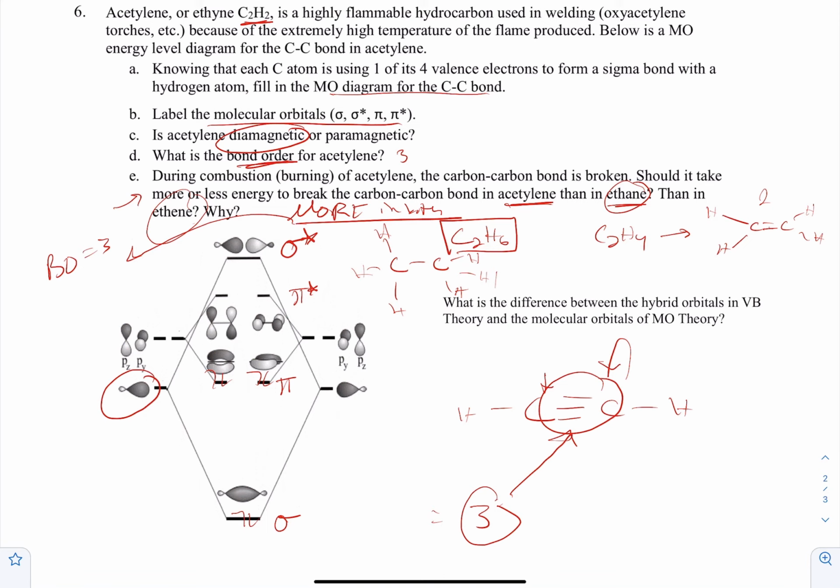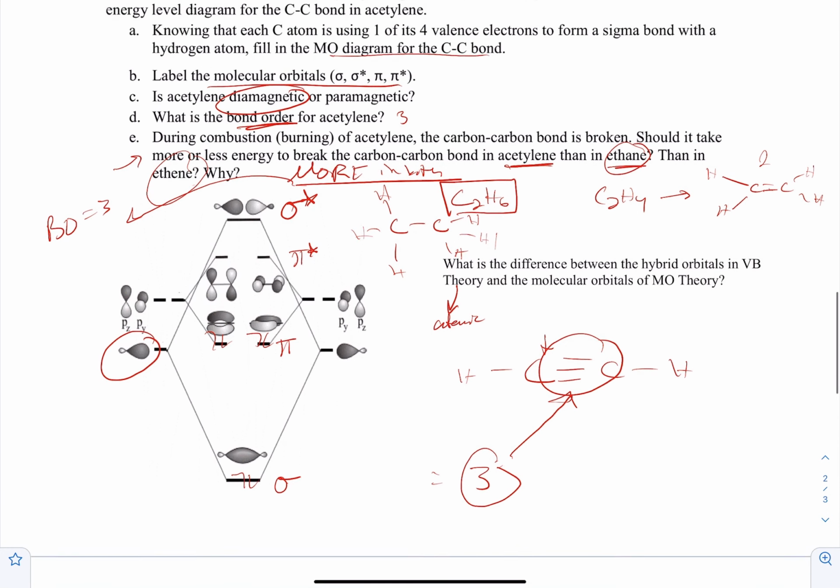It says, what is the difference between hybrid orbitals? We're right here, just in case you're lost. What is the difference between hybridized orbitals in valence bond theory and molecular orbitals of molecular orbital theory? Well, remember that in valence bond theory, these are atomic orbitals, right? Atomic. We hybridize these, and we said that these are unique to this atom. Carbon had its own sp3 hybridized or its own sp2 hybridized orbitals, and all the bonds were overlapping hybridized orbitals.